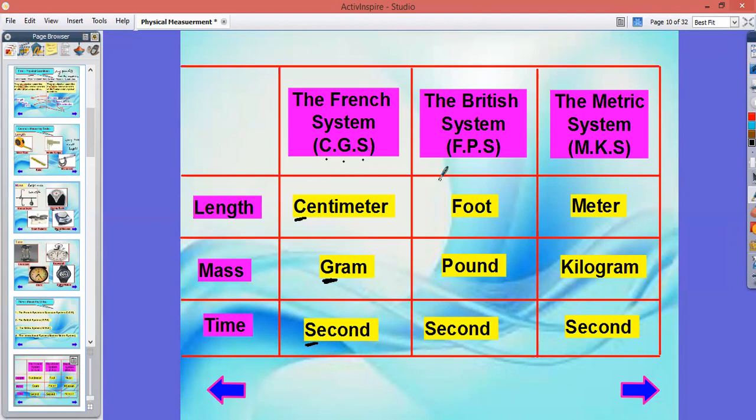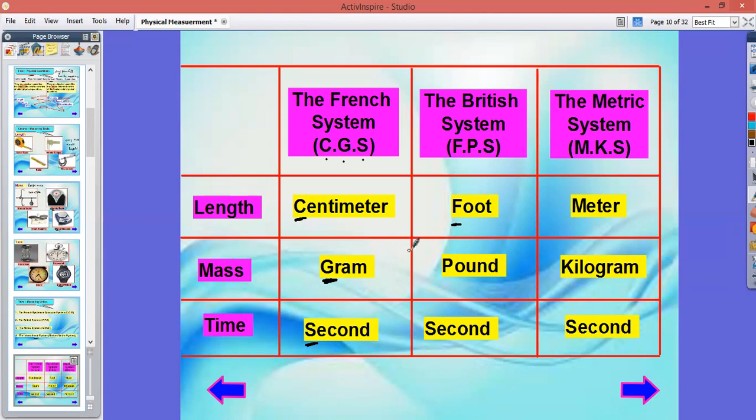What about the British system? The British system used many different units. It's not common, I think. Why? The measuring unit of length in the British system is foot. The measuring unit of mass is pound. The measuring unit of time is second.